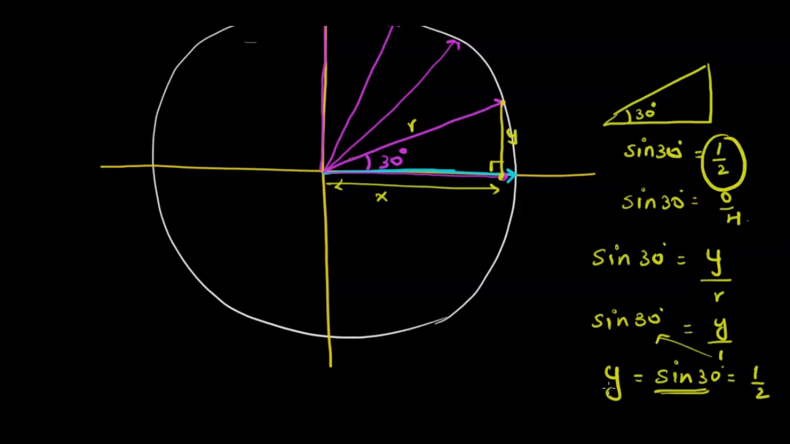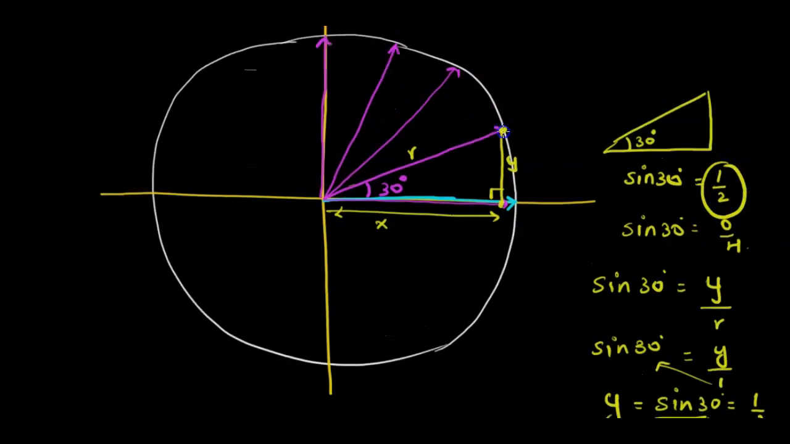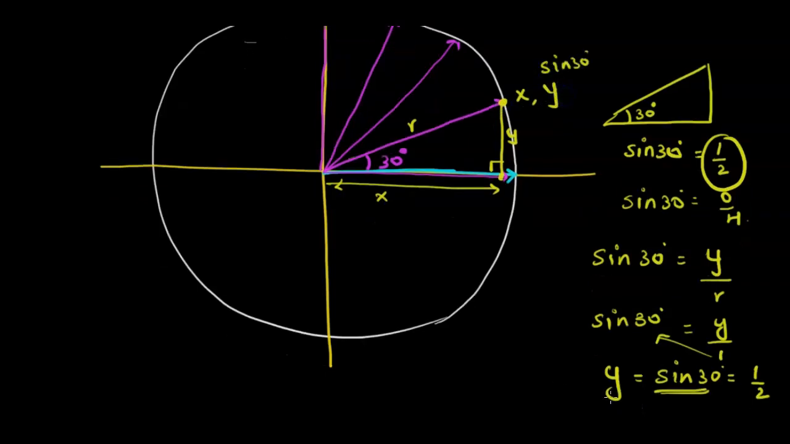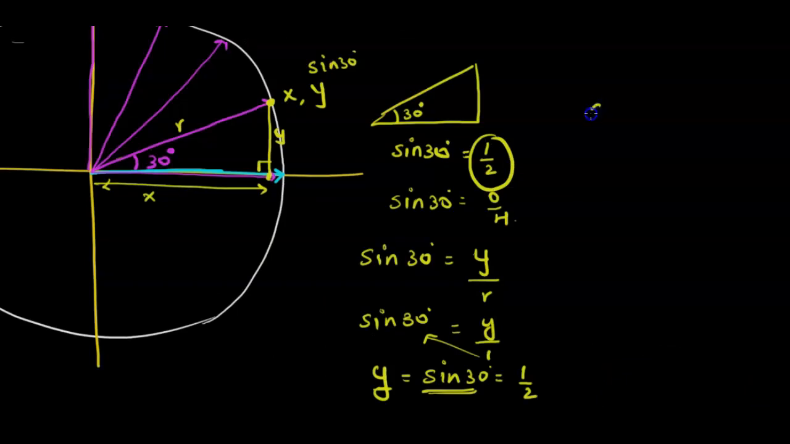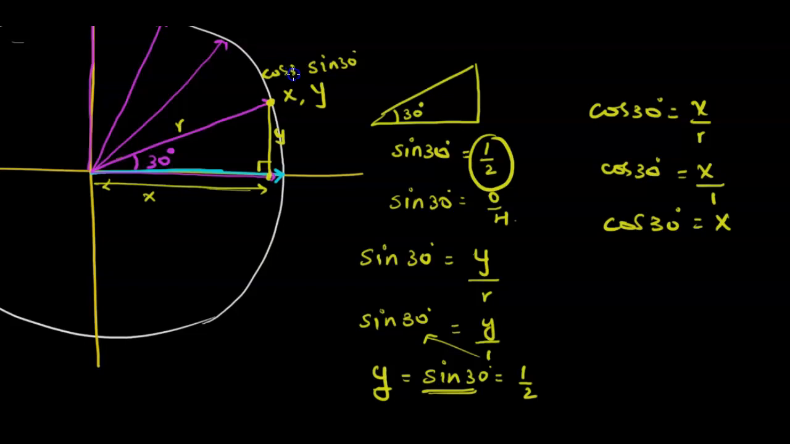So from here we can conclude that the point that is formed by the terminal arm on this circle, if it has coordinates x and y, then the y value of the coordinate is nothing but sine 30. And that's what we can see here. Similarly, if you work with the cos value, cos 30 is equal to adjacent over hypotenuse, which is x over r. Because this is a unit circle, r is 1, so we can conclude that cos 30 is equal to x. So this is going to be cos 30. Therefore, the coordinates of this point would be cos 30 comma sine 30.